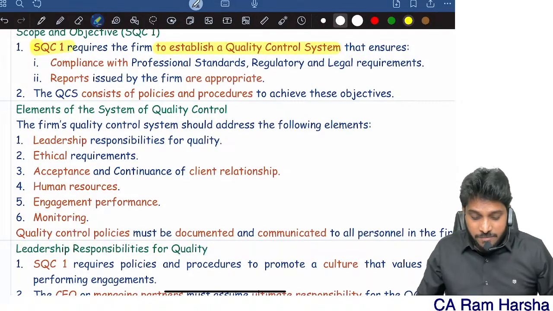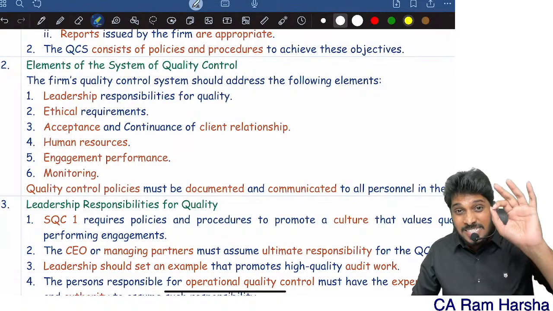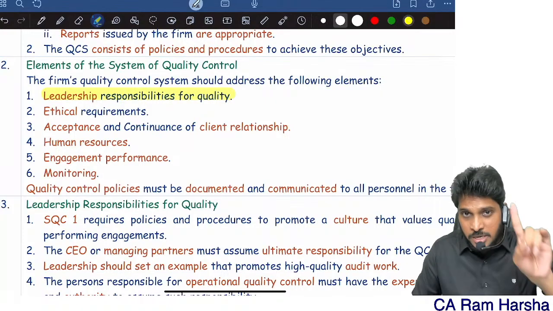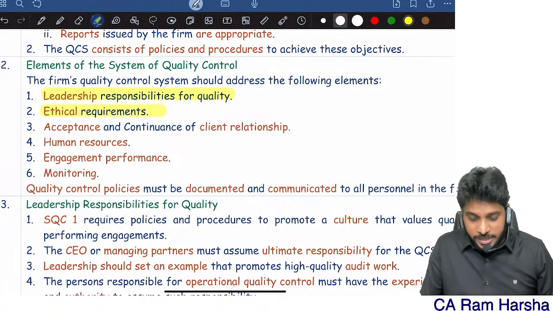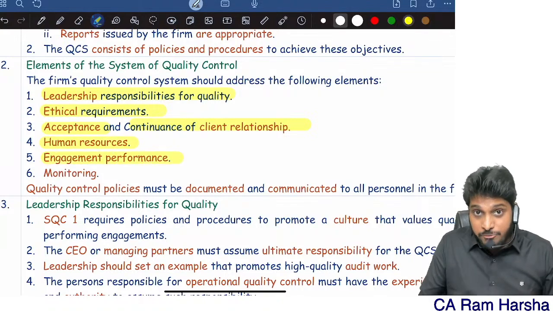The standard identifies totally 6 areas where quality control policies have to be established. Leadership responsibility, one element of quality control. Ethical requirements, another element. Acceptance and continuation of client relationship. Human resources. Performing the engagement.